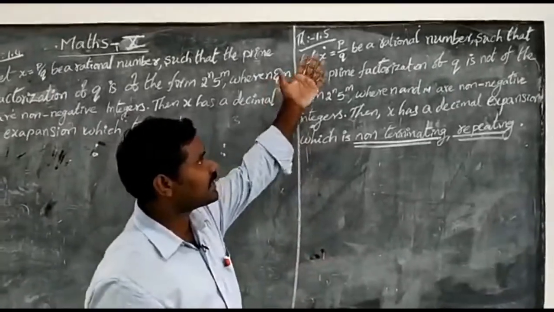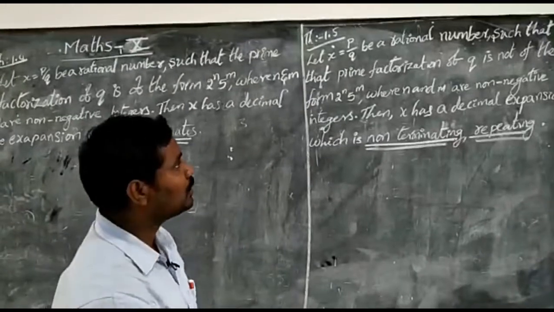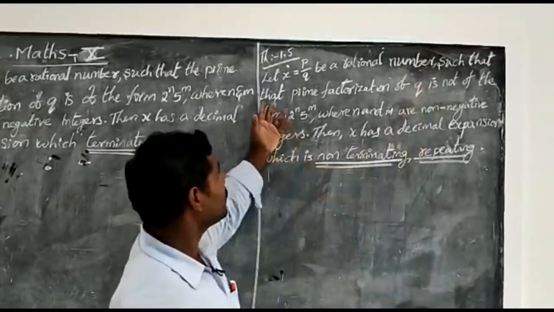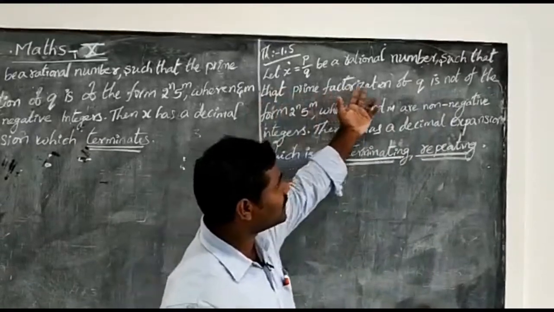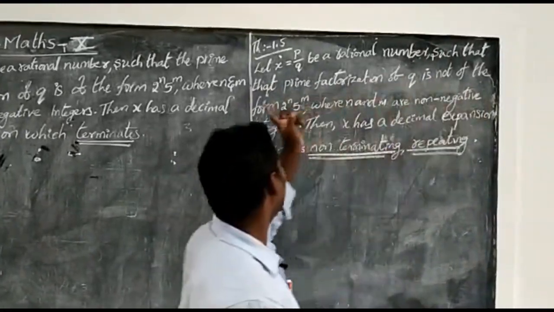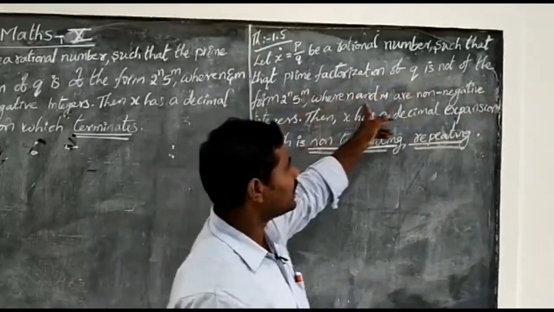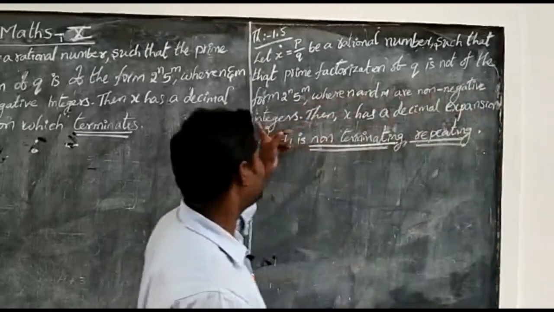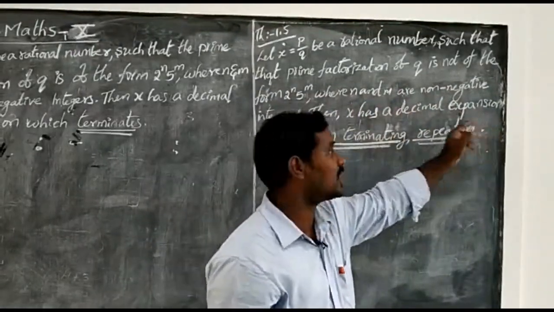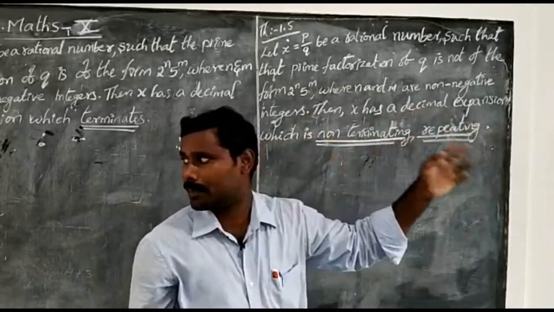Let x is equal to p by q be a rational number such that the prime factorization of q is not of the form 2 power n into 5 power m, where n, m are non-negative integers. Then x has a decimal expansion which is non-terminating repeating.